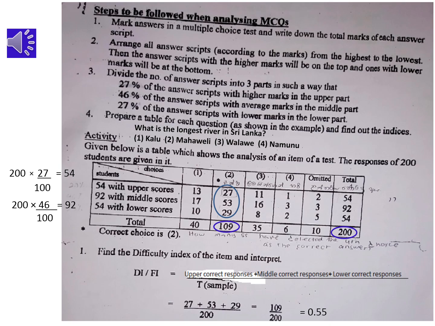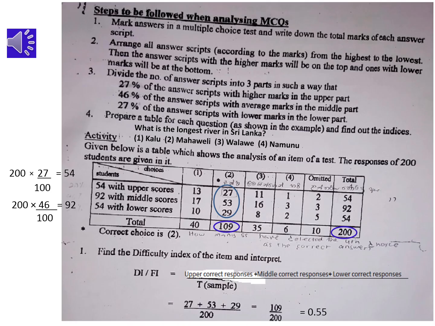Now the first step is to mark the answers in the multiple choice test, and write down the total marks of each answer script. So first you give a test, 40 MCQs, and mark each paper and put the total on the top, right, out of 40. 40, 39, 25, 8, like that you can put the total on the top of the paper.